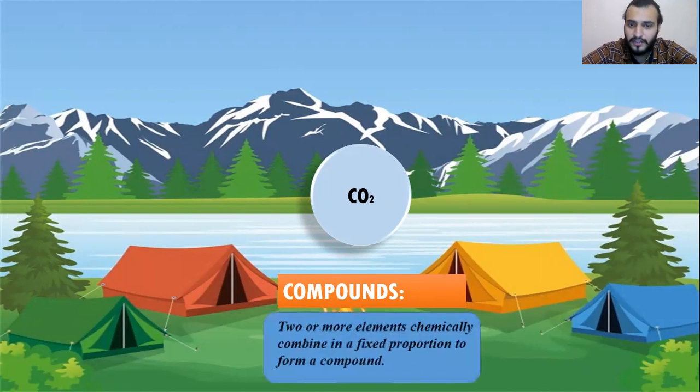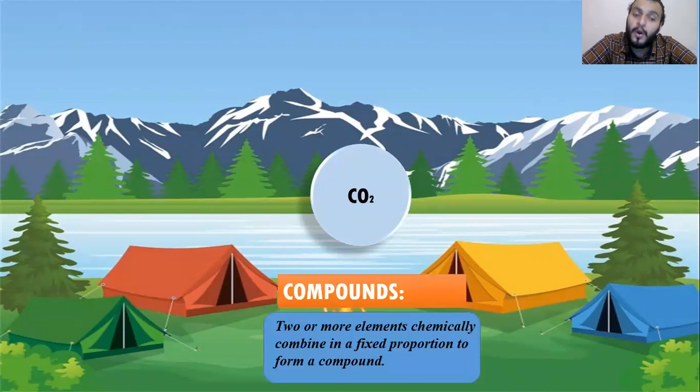So let's see the definition of compounds. When two or more elements chemically combine in a fixed proportion, they form a compound. Here we can say there are two or more elements. Obviously, as we saw just now, there were two elements, carbon and oxygen. These two elements chemically combine. Chemically combine means in between carbon and oxygen, a chemical bond is formed. So that is called chemically combined in a fixed proportion. Now the term fixed proportion over here is very important.